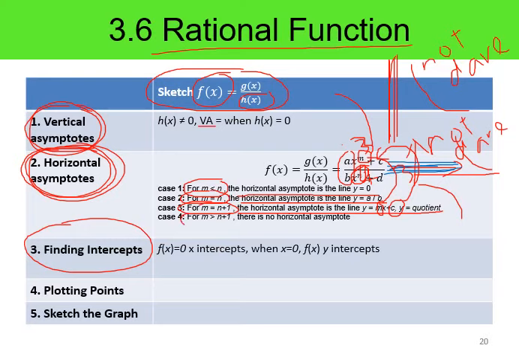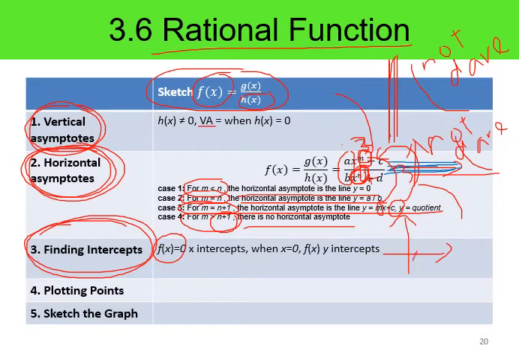Case 4, when the degree m is greater than n plus 1. So there is no horizontal asymptote. There's none. Then next, we want to find the intercepts. The intercepts are defined as the point when f(x) equals 0. When f(x) equals 0, where is the intercept point? Somewhere here.